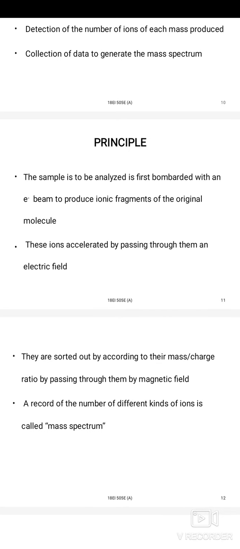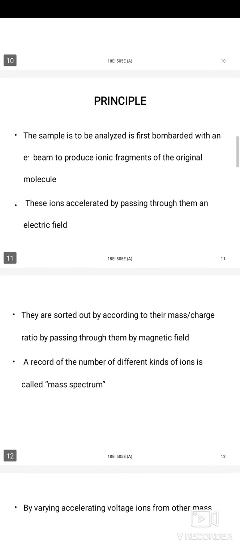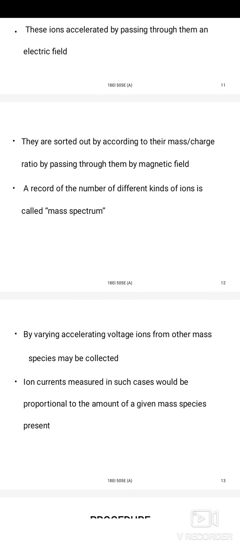Principle of mass spectrophotometer. The sample to be analyzed is first bombarded with an electron beam to produce ionic fragments of the original molecule. These ions are accelerated by passing through an electric field. They are sorted out according to their mass to charge ratio by passing through a magnetic field.